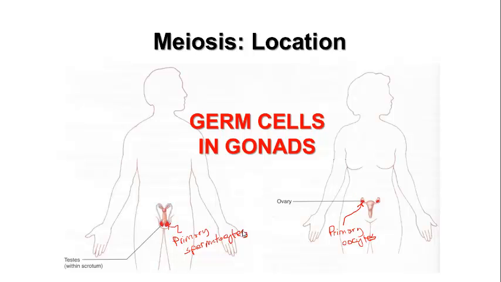In the female, the primary oocytes will eventually give rise to a gamete commonly referred to as the egg or ovum. And then in the male, the primary spermatocytes will eventually give rise to a gamete commonly referred to as sperm.